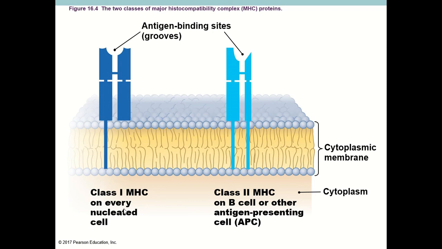Eukaryotic cells are characterized by the fact that they have a nucleus. Most of our cells contain a nucleus except erythrocytes. So most of our cells will contain Class 1 MHC molecules on the cell surface to be able to bind antigens. That's basically why they're important for immunology, because our cells use major histocompatibility complexes to bind antigens. Okay, so why would that be?